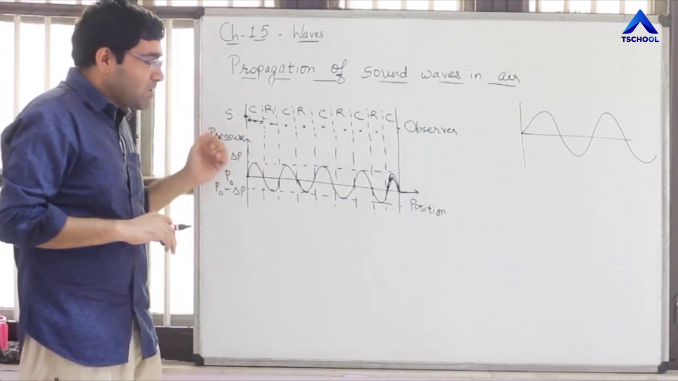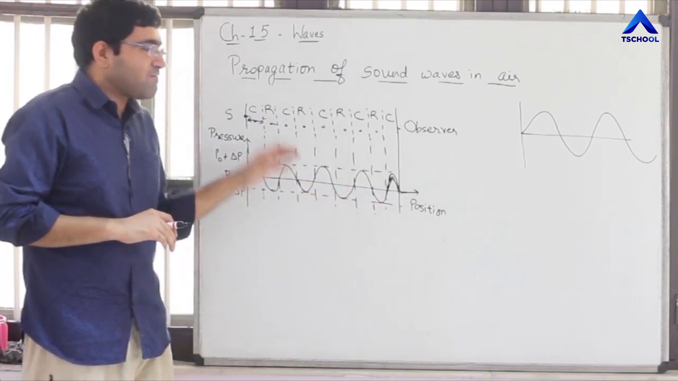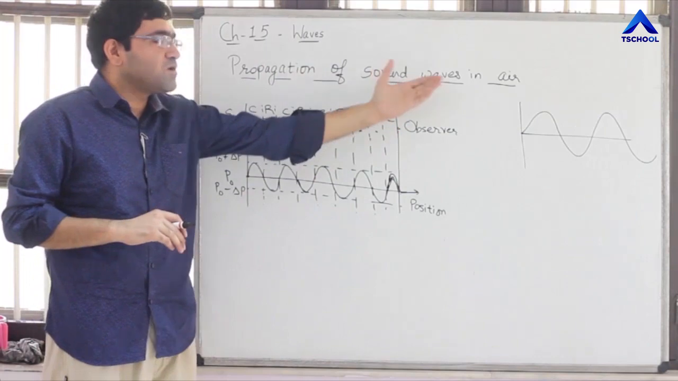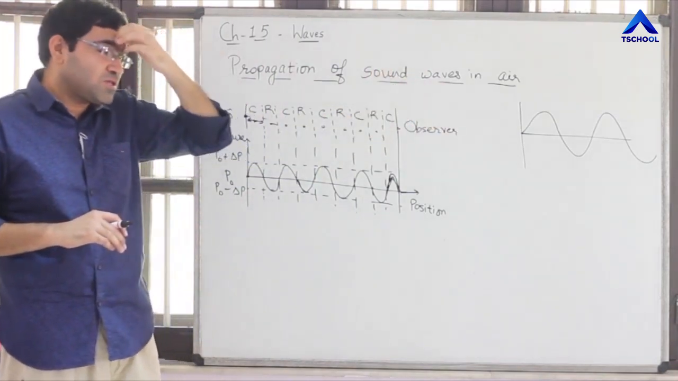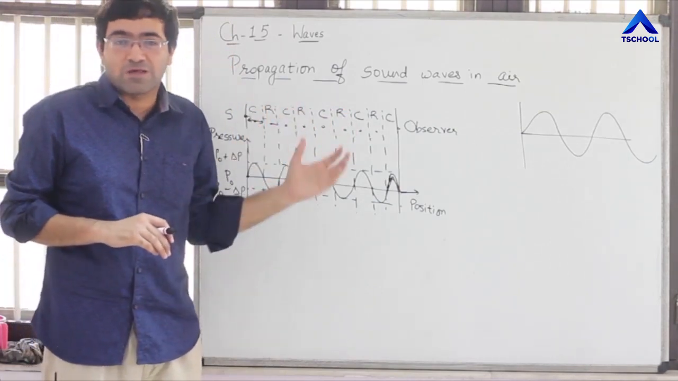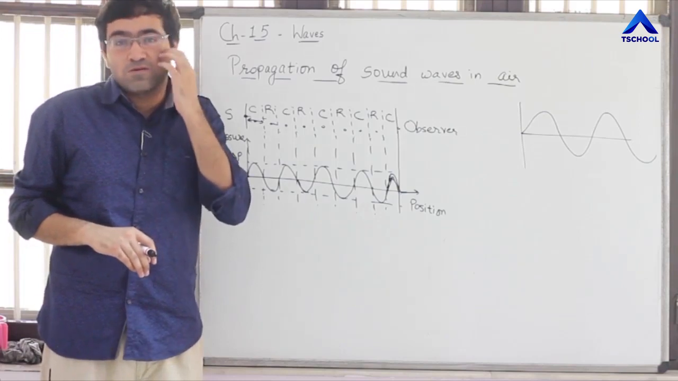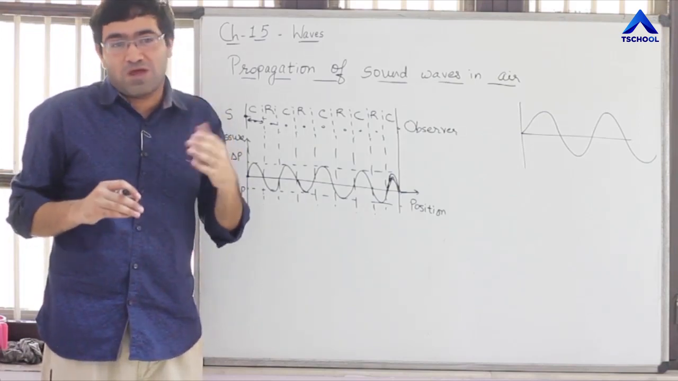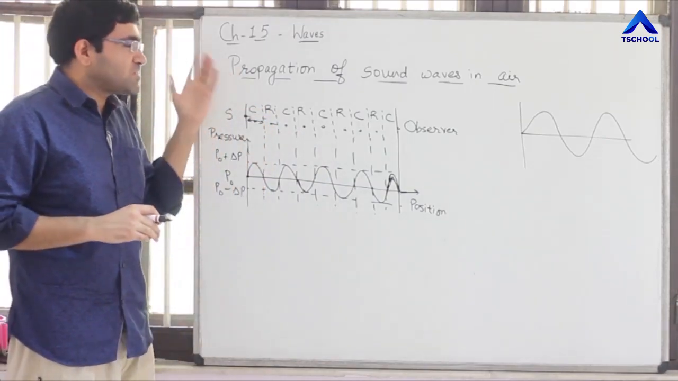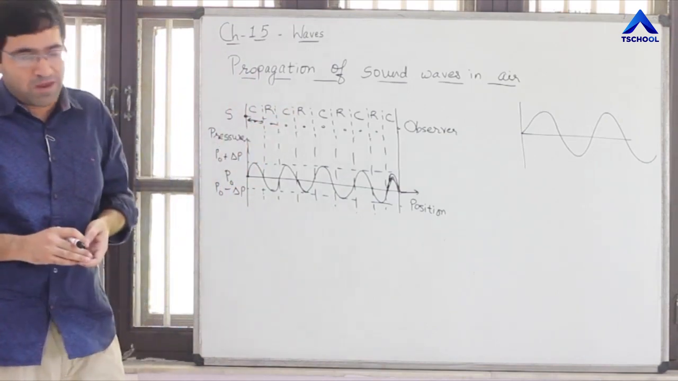So that is how, by alternate higher pressure, lower pressure, higher pressure, lower pressure zones, you have sound passing from one point to another point, from source to observer through air. Now, although this explanation is about sound passing through air or a gas, the truth is that this is true for all longitudinal waves, even a sound wave in a bar. So that's why this serves as a general purpose example for explaining longitudinal waves.